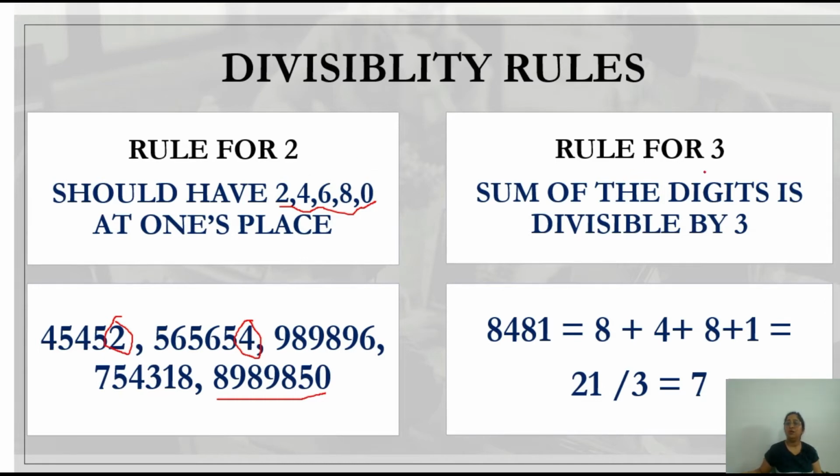So let's move to the rule of 3. What is the divisibility rule of 3? The sum of the digits is divisible by 3. For example, here we have 8, 4, 8, 1. We will sum up all the digits. 8 plus 4, 12, plus 8, 20, plus 1, 21. 21 is divisible by 3. So this whole number is divisible by 3. So it's very simple. If we have to check whether a number is divisible by 3, we have to check whether the sum of its digits is divisible by 3 or not. Let's move further.